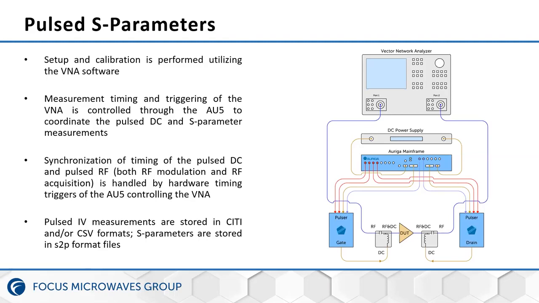In terms of vector network analyzers, Auriga supports multiple VNAs that include all Keysight and Rohde & Schwarz VNAs. Similarly, the measurement can be stored in different formats, in CT file, CSV formats, or the S2P format files.